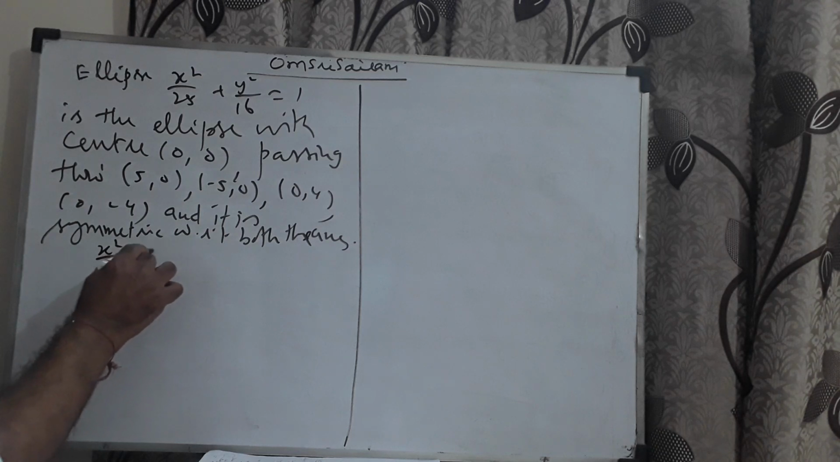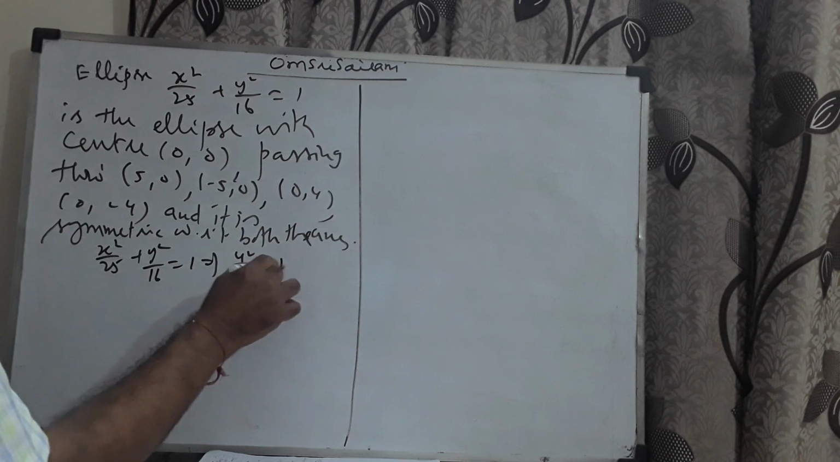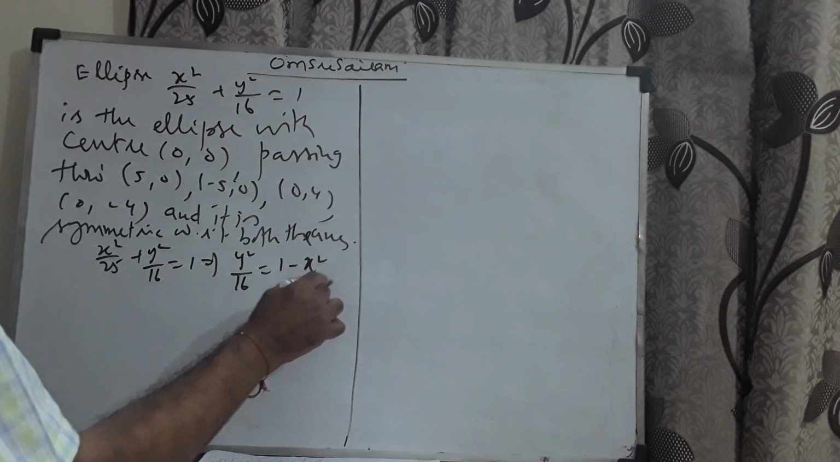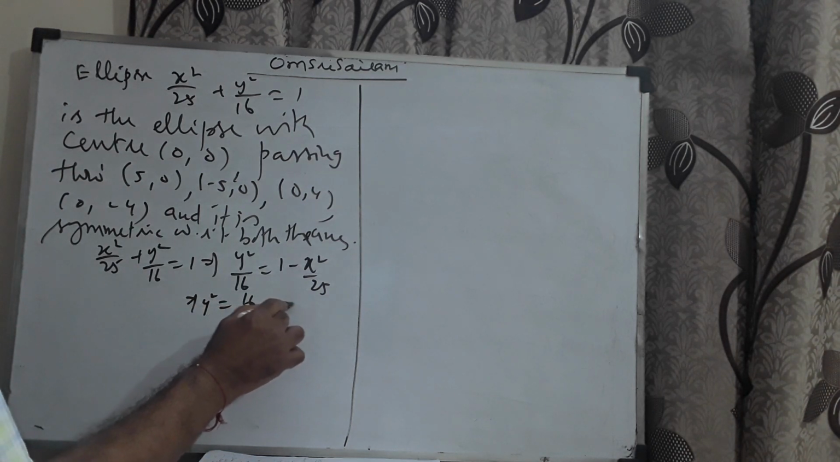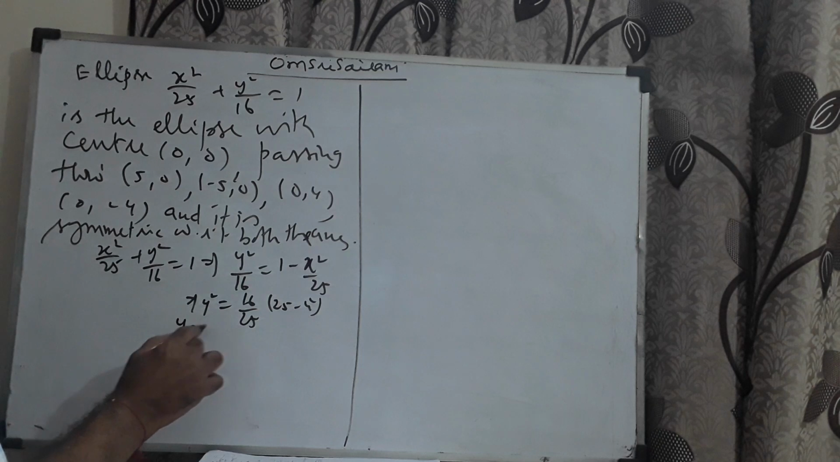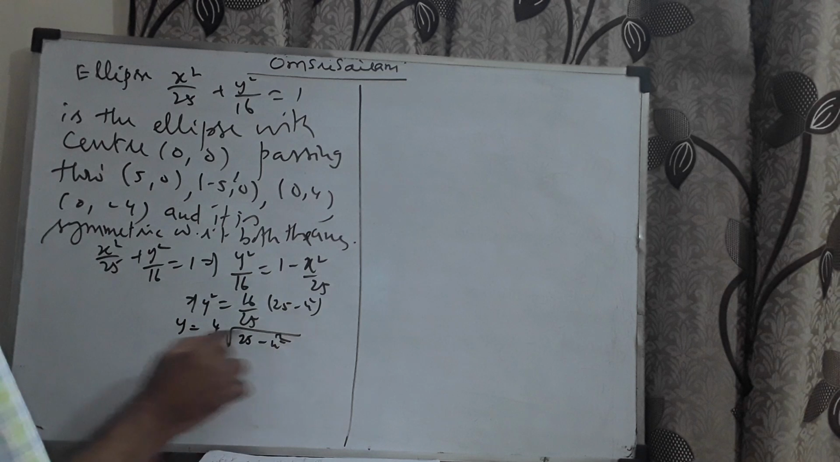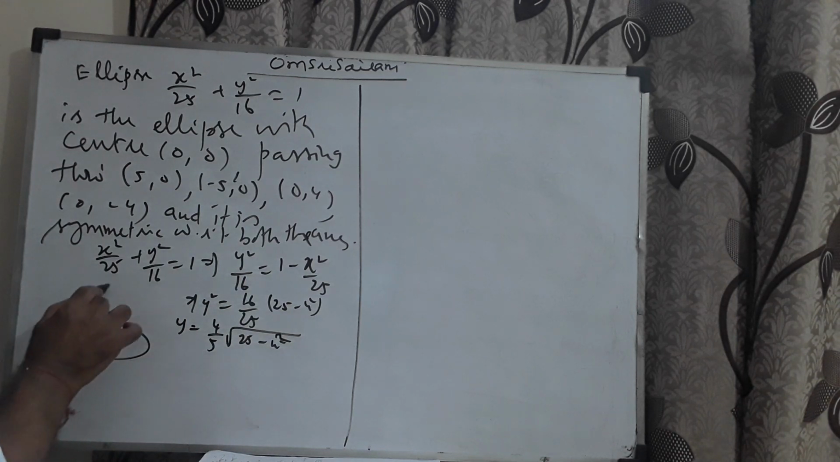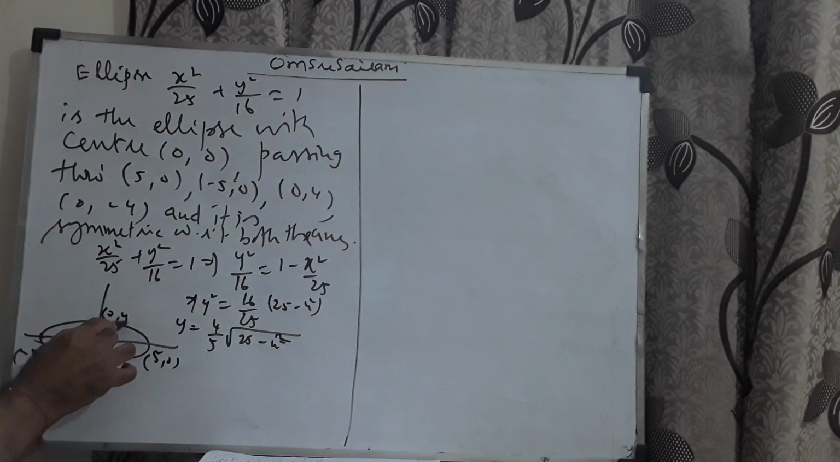Now, x square by 25 plus y square by 16 equal to 1 implies y square by 16 equal to 1 minus x square by 25, which implies y square equal to 16 by 25 into 25 minus x square. Therefore, y will be 4 by 5 times root of 25 minus x square. Therefore, diagram will be like this. It is more flat along y-axis. This is my point 5, 0. This is my point minus 5, 0. This will be 0, 4. This will be 0, minus 4.